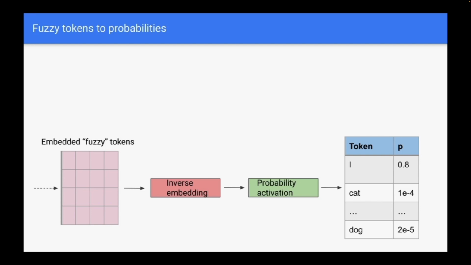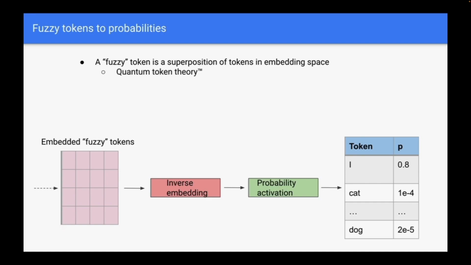Okay, so if we come out the other side, we've done a whole bunch of math on these fuzzy tokens, and we're still in this weird 12,000 dimension embedding space, so we've got to get back to words somehow. The idea is to apply something like an inverse operation to the embedding. One way you can think about this is that a fuzzy token is kind of like a superposition of tokens. It exists as a sum of a bunch of different kinds of tokens. This has some nice analogies to quantum theory.